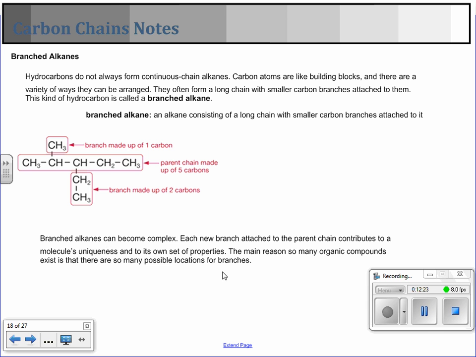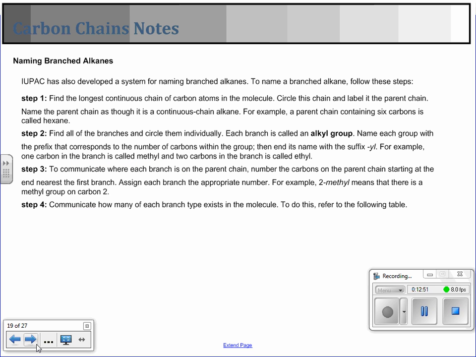Branches of alkanes can become complex. Each new branch attached to the parent chain contributes to a molecule's uniqueness and its own set of properties. The main reason so many organic compounds exist is that there are so many possible locations for these branches. Here we have the parent chain, which is made up of 5 carbons, and then a branch made up of 1 carbon, and then this branch here made up of 2.